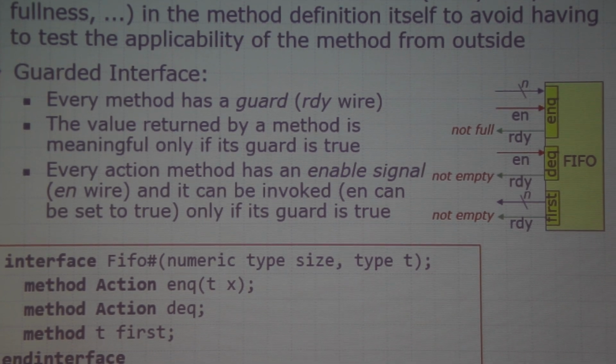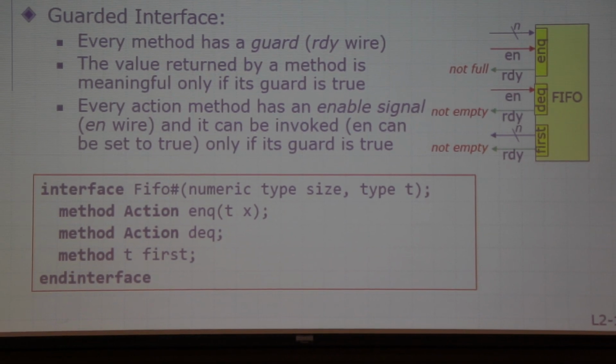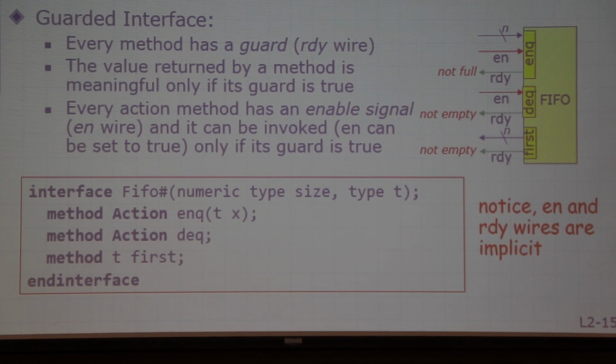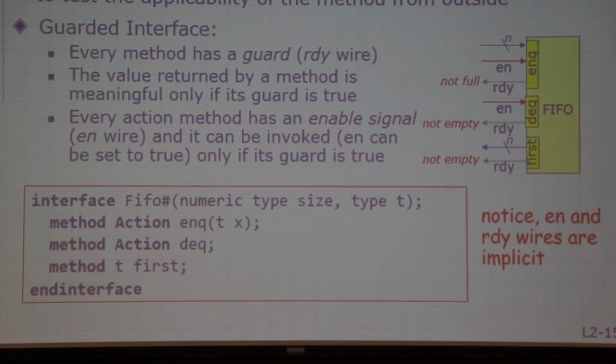So if you go back, this is the interface of the FIFO for you. And please notice, in the interface definition, there is no notion of enable and ready wires. They're all implicit. How do I know that I need an enable signal? Types tell me, right? Action, action. No action here, right? I don't need an enable. I don't have to worry about ready because every method has a ready signal coming out. So that's just universal. Everywhere you have it.